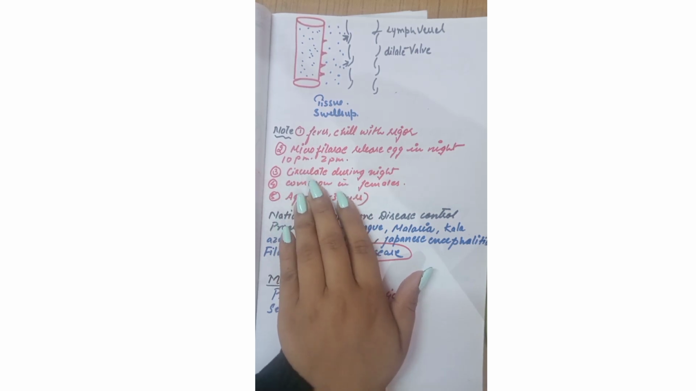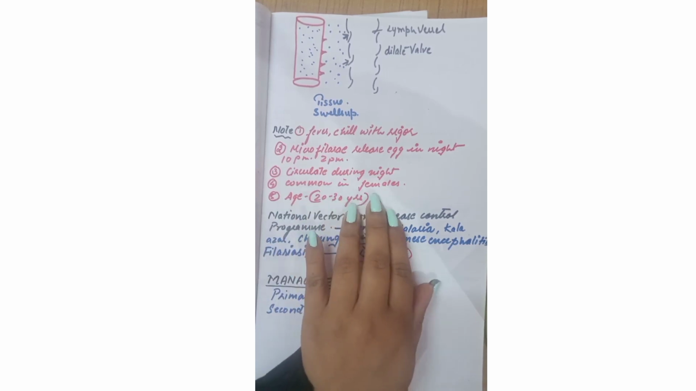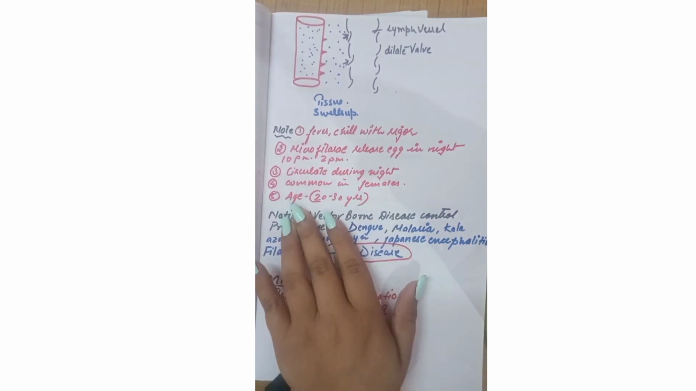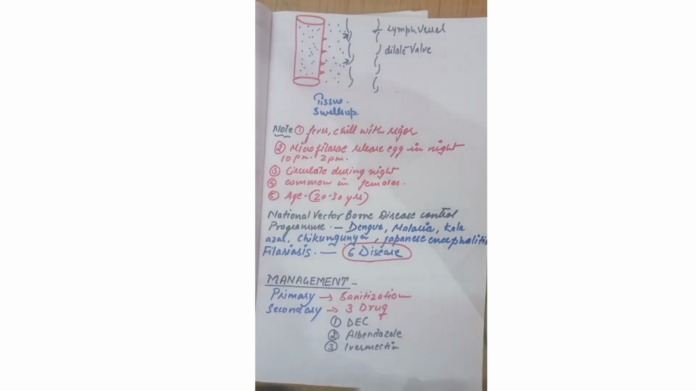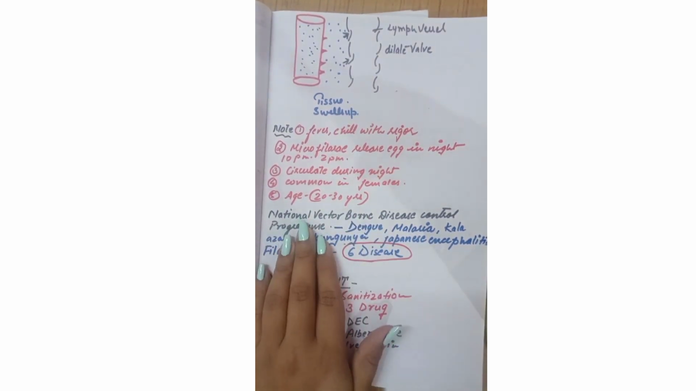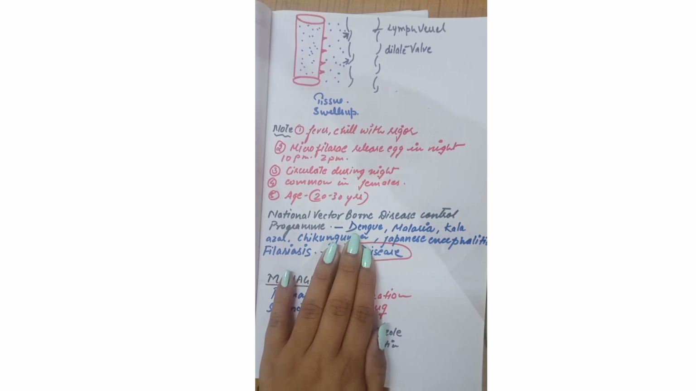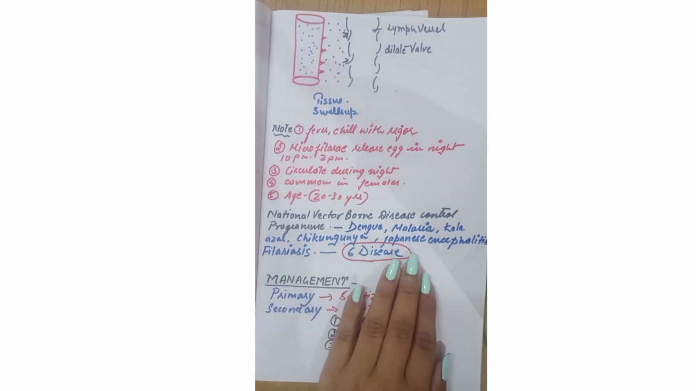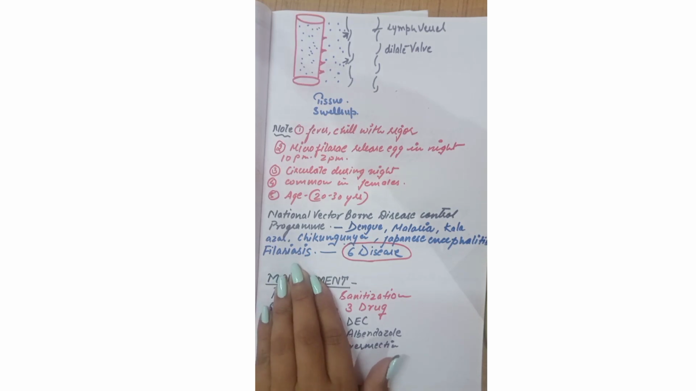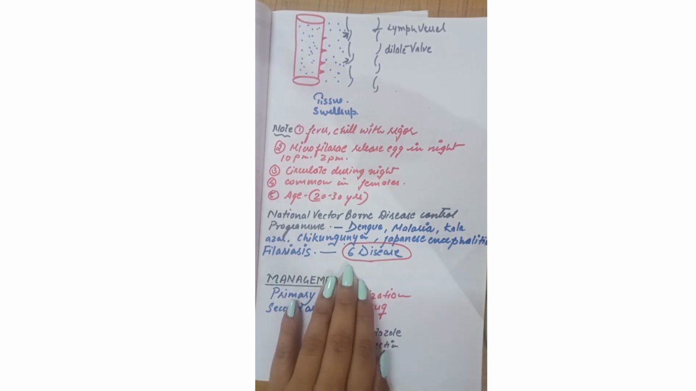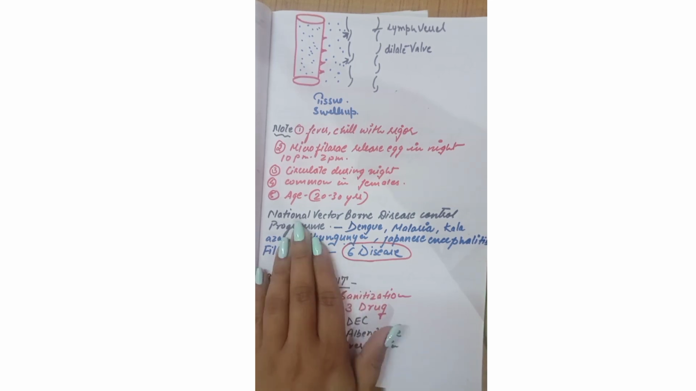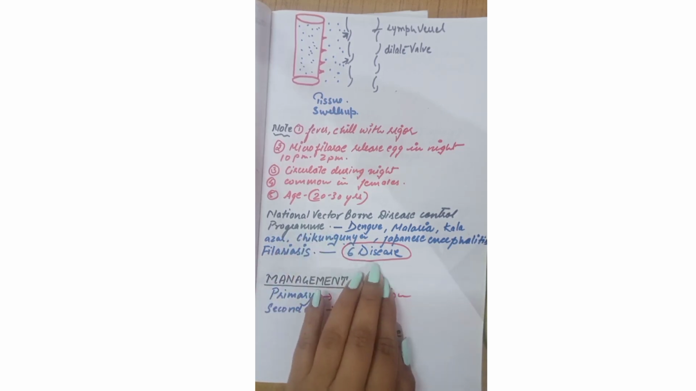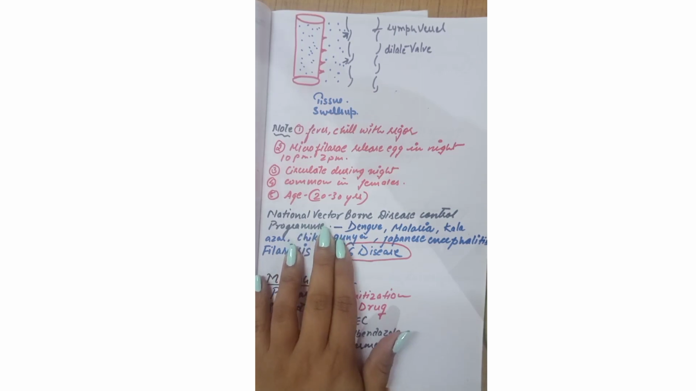Okay, and filariasis is more common in females of the age group 20 to 30 years. And one more important thing that one should know is that there is a National Vector-Borne Disease Control Program to eradicate dengue, malaria, kala azar, chikungunya, Japanese encephalitis and filariasis. Okay, to eradicate these 6 diseases a program is being run. This question might be asked in the NEET examination: which program is being held to eradicate these 6 diseases. So the answer would be National Vector-Borne Disease Control Program.